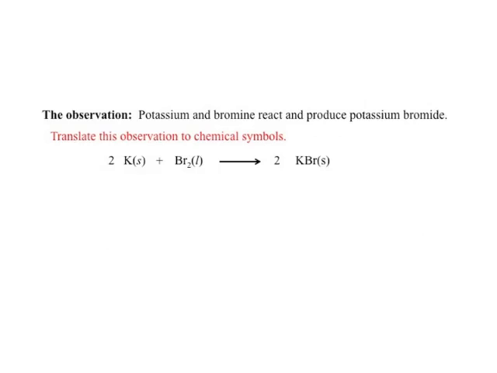So in this slide, your goal is to be able to translate the observations or description of the chemical reaction into chemical symbols. Let's move to the next slide. Here, the observation or description of the chemical reaction is: potassium and bromine react and produce potassium bromide. You want to translate this observation into chemical symbols.